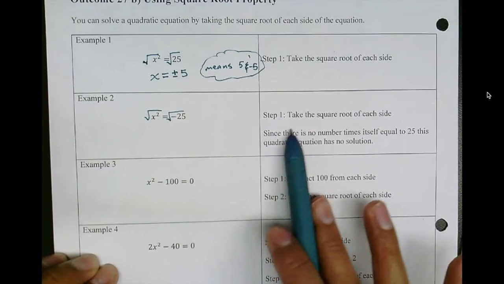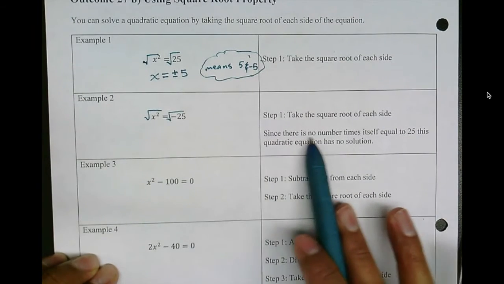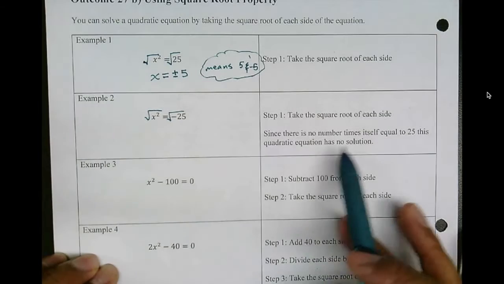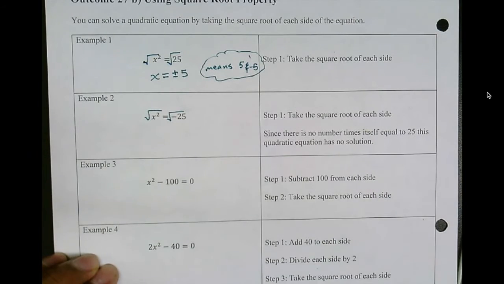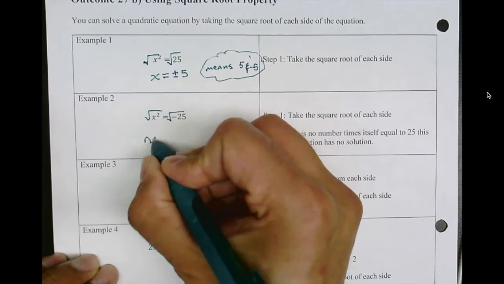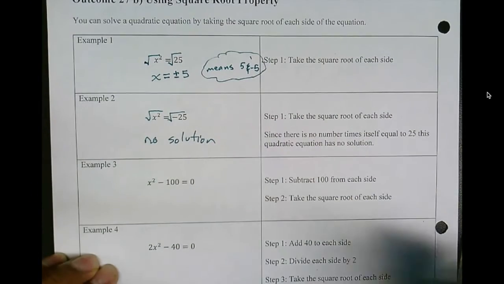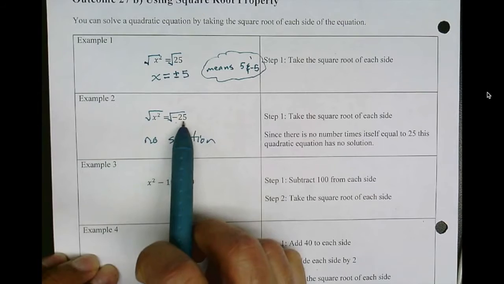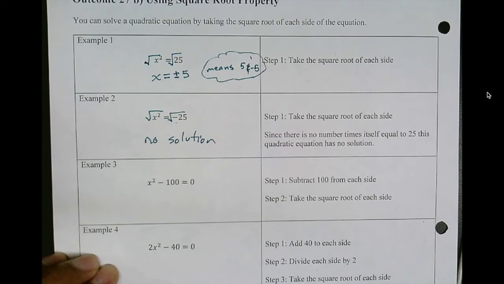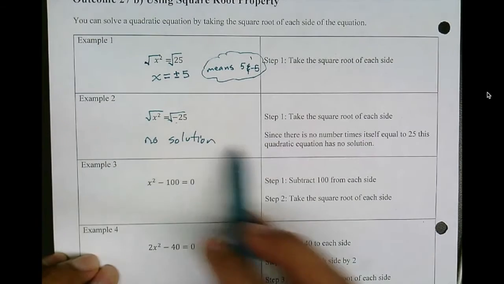So in this case, after we try to take the square root of each side, we find that there's no number times itself equal to negative 25. So therefore, this is no solution. In other words, for your purposes in Algebra 1, you cannot take the square root of a negative number. You'll learn how to write that solution later in Algebra 2, but for now, it's no solution.